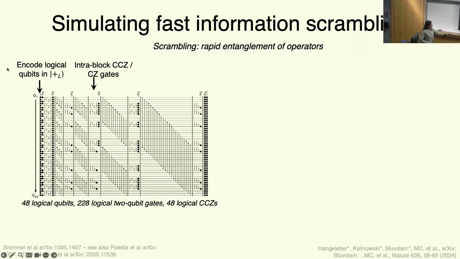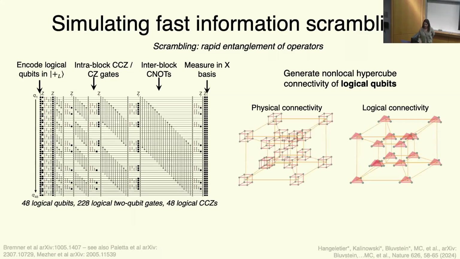Then we'll do alternating layers of intra-block CCZ and CZ gates, so within a hypercube. And then we'll entangle different code blocks using C0 gates between blocks. And then we'll measure in the X basis to sample the wave function that we generated. And we'll do these entangling C0 gates between different code blocks on a hypercube connectivity. Why? Well, one, it looks cool, and two, it will really rapidly scramble my quantum information.